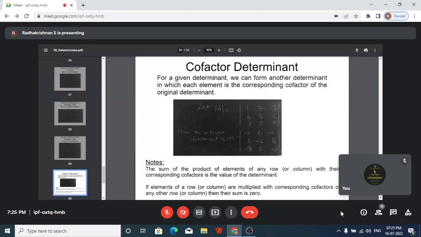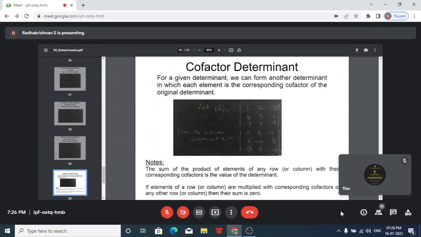Where 1 is, we put the cofactor value of 1. What is the cofactor value? The cofactor value of 1 is 5 into 9 minus 8 into 6. That we put here. Where 2 is, find its cofactor and put it. So you get this determinant. This is called the cofactor determinant of the original determinant.